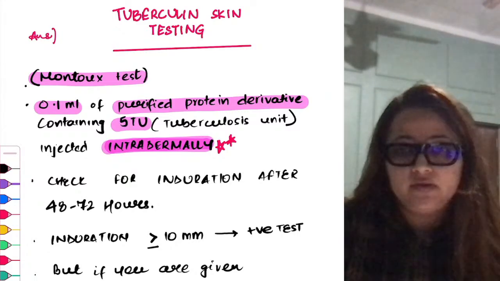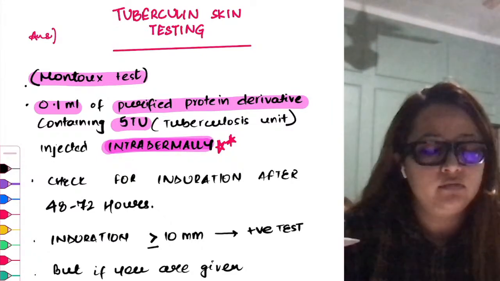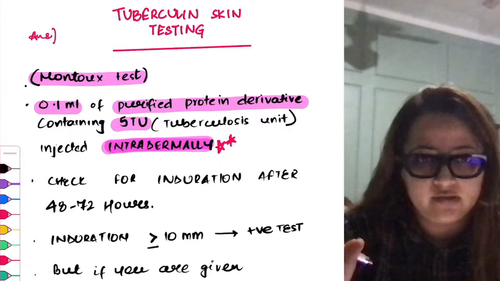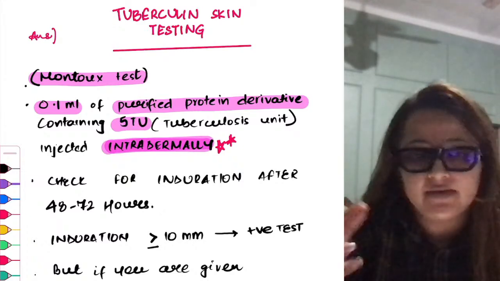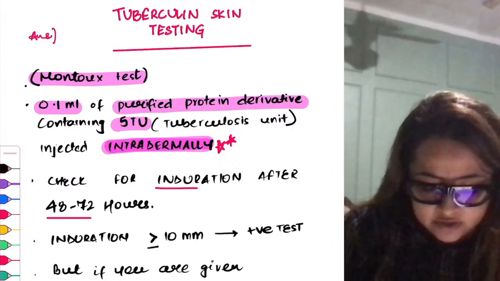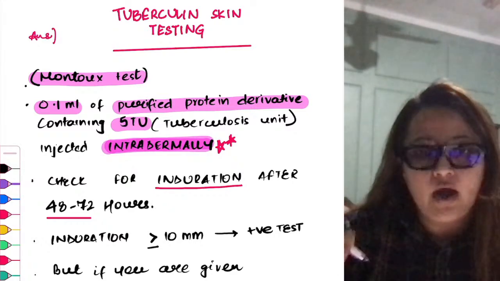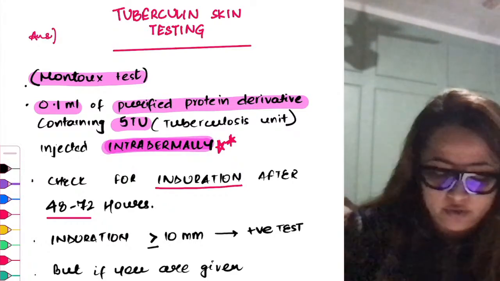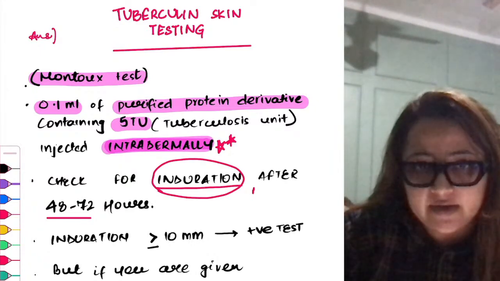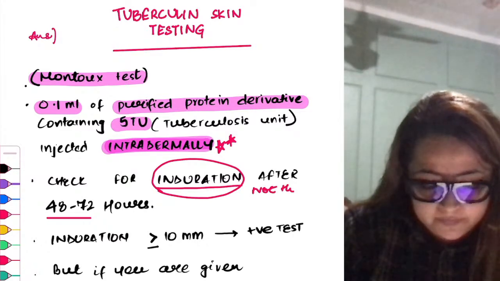Now, for Montu testing, you require the patient to come twice, okay? One on the day when you are injecting that, and then you're gonna call the patient after 48 to 72 hours. So this is a kind of drawback for this test. Now you call the patient again after 48 to 72 hours, and you look for the induration, that is the area that is hardened. Okay, when you palpate, you feel the hardening over that area. So induration would be checked, not the redness. So this is a very important point. Do not just measure the redness, you measure the induration, that is the hardened part, not the redness.